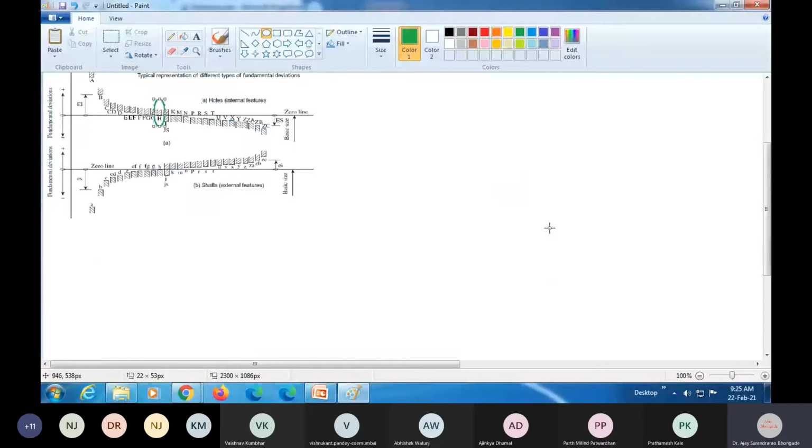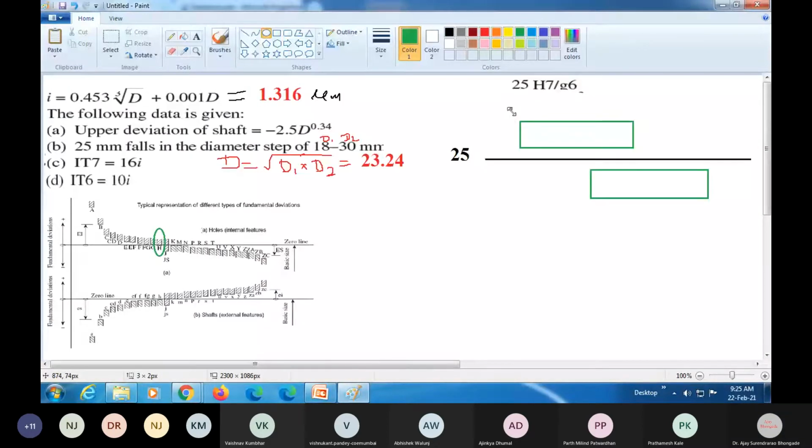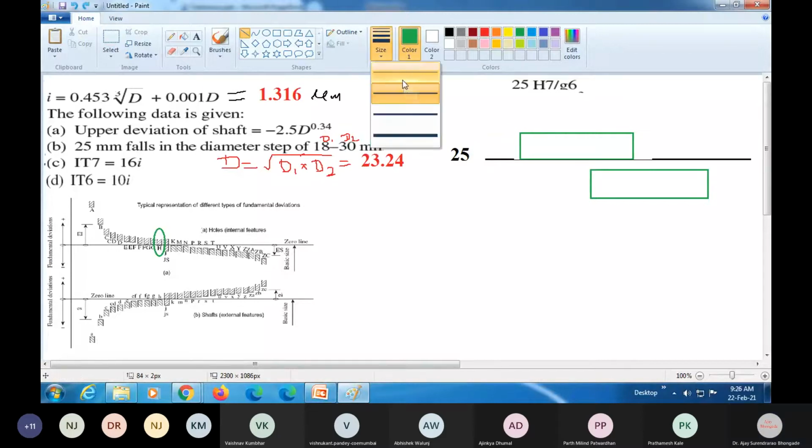So once we had understood that, I know that this particular thing will lie somewhere on the 0 line. So that is confirmed now that this pattern is like this. It will lie somewhere on the 0 line. Only thing, what should be the upper deviation? That upper deviation only we need to work out, what is that value.